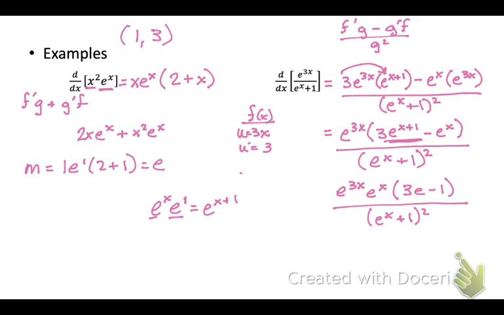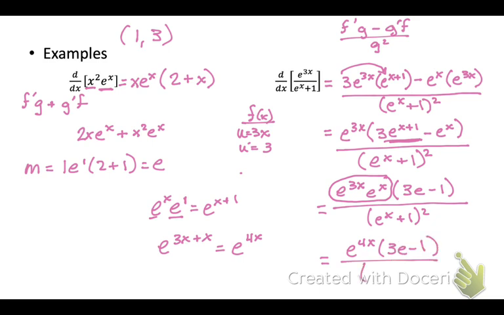Now we're just doing more flips, right? We probably wouldn't do the bottom because that did not come in. But now, since I have these, when I multiply, I do what? Add. So it'd be e to the 3x plus x, which would be e to the what? 4x. So e to the 4x times 3e minus 1 over e to the x plus 1 squared.